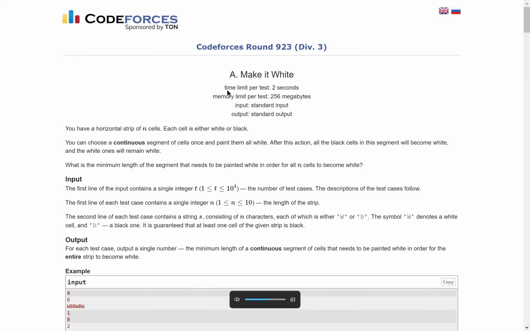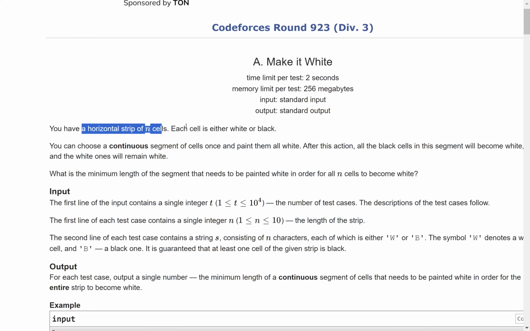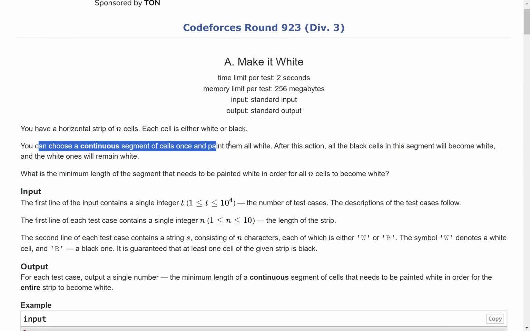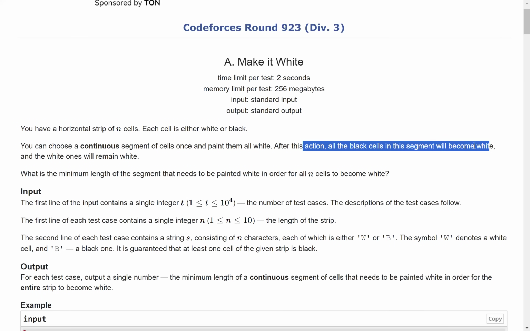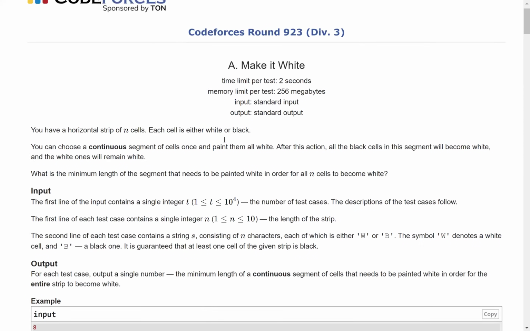So this is the first problem of the contest. Make it easy. The problem says that we have been given a horizontal strip of n cells. Each cell is either white or black, and we can choose a contiguous segment of cells once and paint them all white. After this, all the black cells in the segment will become white, and the white ones will remain white. We have to tell the minimum length of the segment we need to paint in order to make all the n cells white.